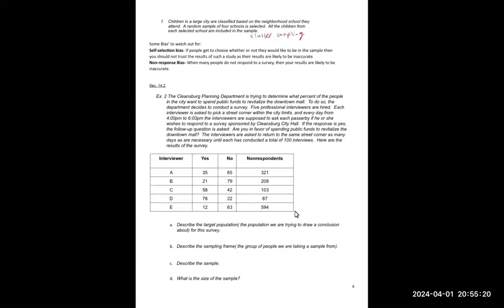So they say, first, describe the target market. That is the population we are trying to draw a conclusion about. It says the Clinsburg Planning Department is trying to determine what percent of the people in the city want to spend public funds to revitalize the downtown. So their target market is the people in the city. They're interested in the opinion of the people in the city.